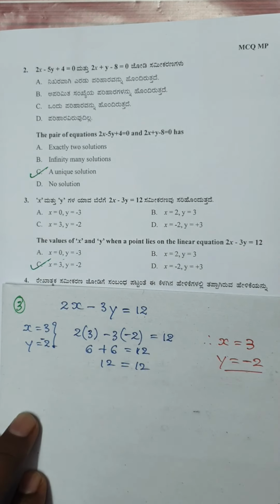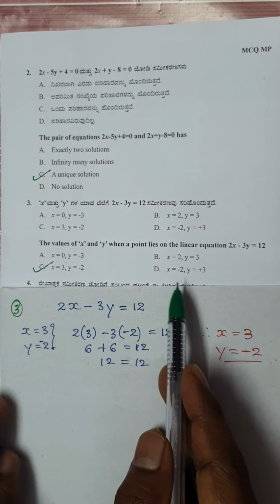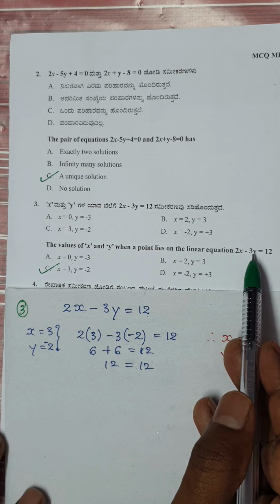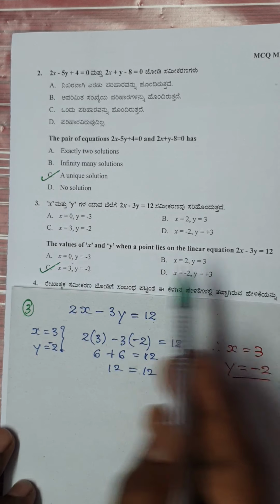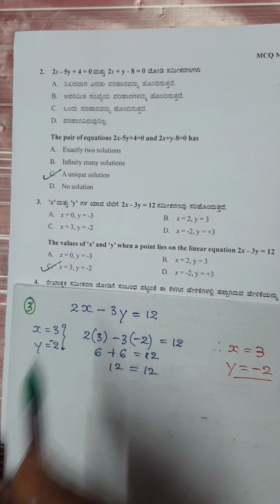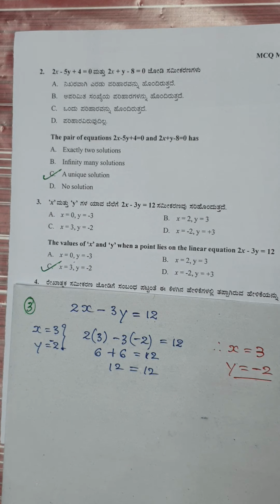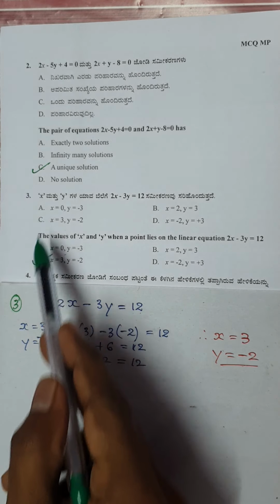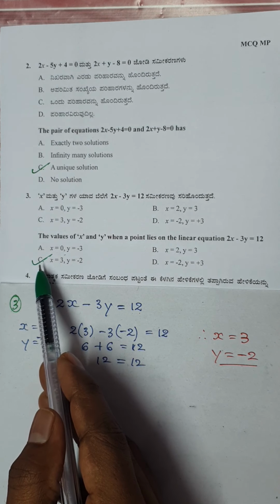If you want, you can check it with the other three options. Definitely these values will not satisfy that equation. Any value which satisfies that equation would be the solution. Are you following it? It is as simple as that. So for the third question, the right option is option C.